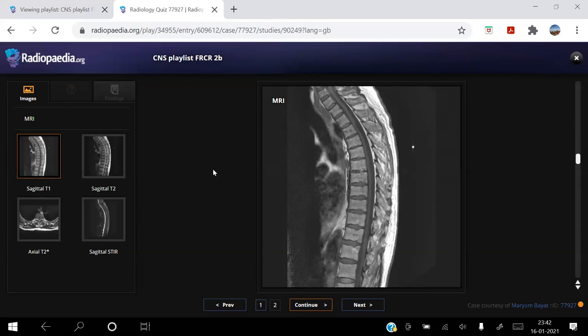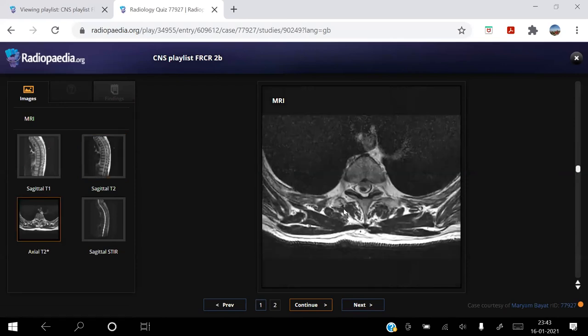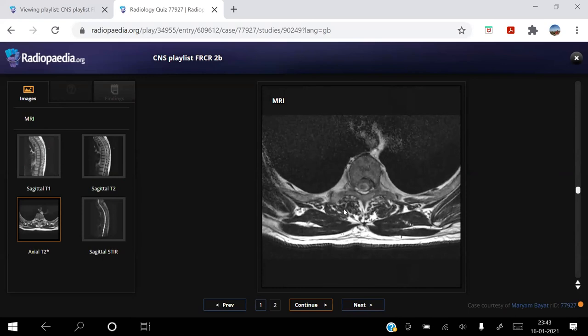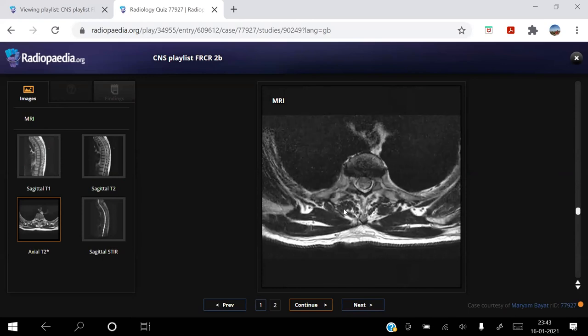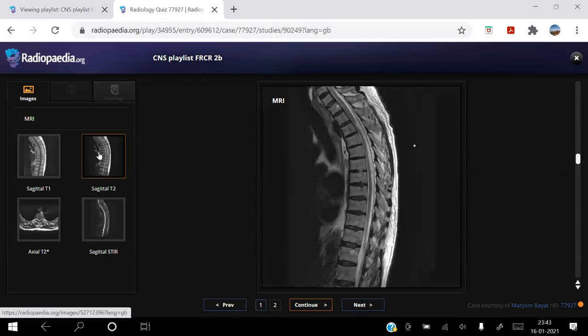I would love to know the cord in the T2 sagittal. I can make out a thin indentation of the dorsal cord posteriorly. I would like to confirm the same in the axial section. Yes, I can confirm the same indentation in the axial section at the level of D4 vertebra.